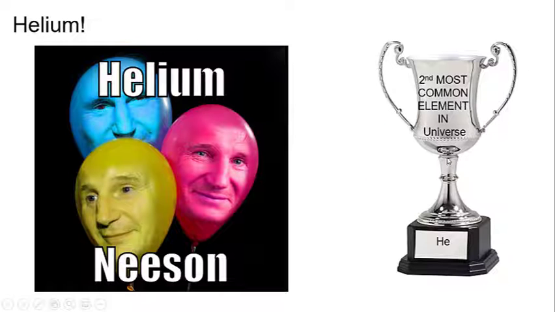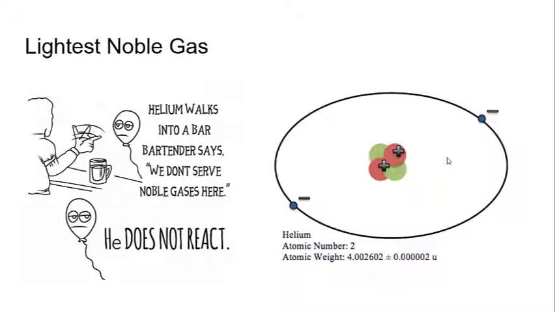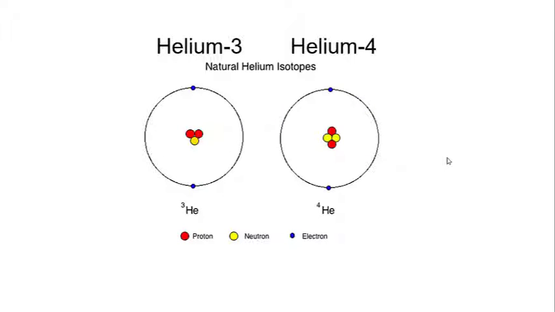Today we're going to talk about helium. It's the second element on the periodic table, and appropriately enough, the second most common element in the universe. It is the lightest noble gas. Noble gases don't like to react to anything. Lightest meaning it has the smallest nucleus. It only has an atomic weight of about 4, 2 protons, 2 neutrons is how we get there.